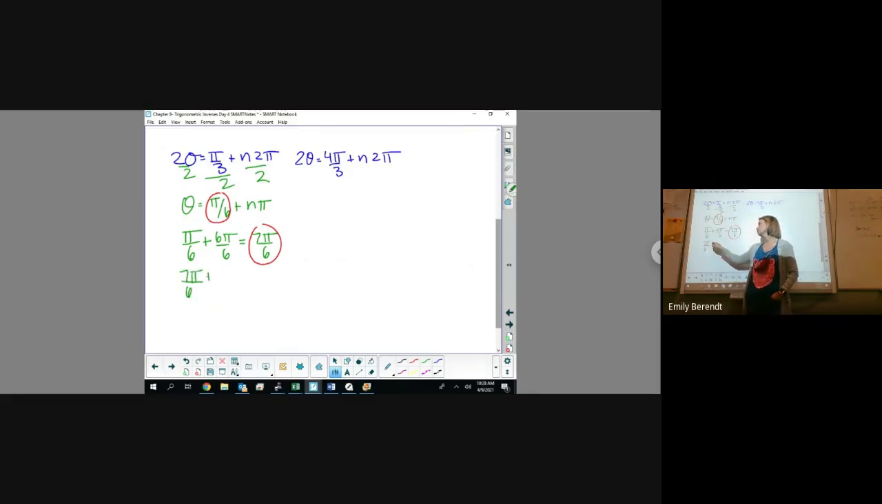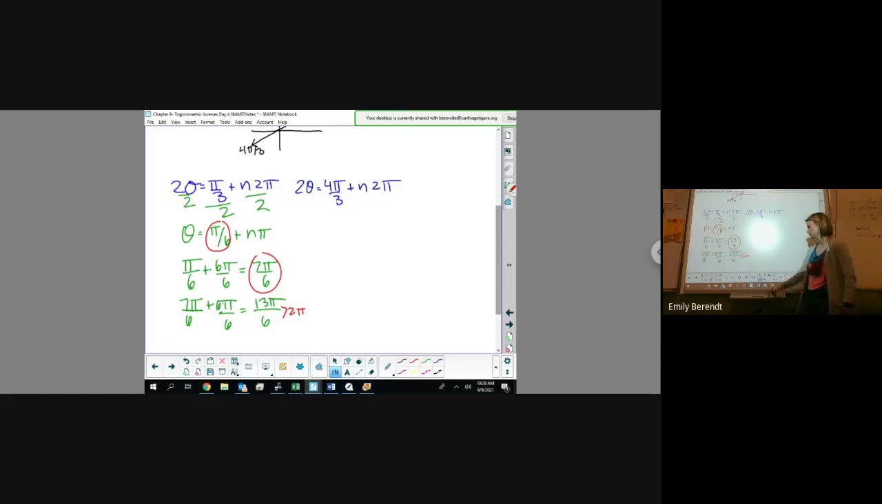7 pi over 6 plus another 6 pi over 6 gets you to 13 pi over 6. What do you guys know about 13 pi over 6? It's greater than 2 pi because what's 2 pi in terms of pi over 6? 12 pi over 6. So it's greater than 2 pi, so we do not want it. It's a bust.